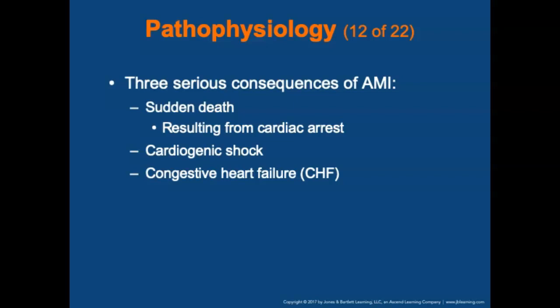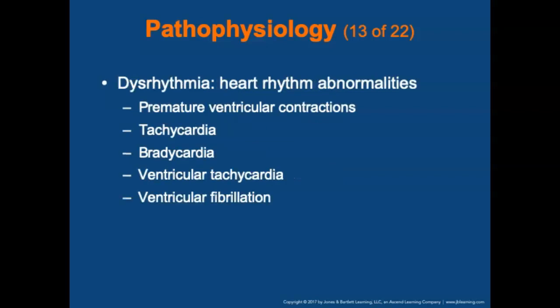An AMI can have three serious consequences: sudden death, cardiogenic shock, or congestive heart failure. Dysrhythmia describes an abnormality of the heart rhythm. PVCs, or premature ventricular contractions, are extra beats in a damaged ventricle. When the lower chambers of the heart become damaged, they're harmless and common among healthy as well as sick people. Tachycardia describes a rapid beating of the heart, at 100 beats or more. Bradycardia describes unusually slow beating of the heart, at 60 beats or less.